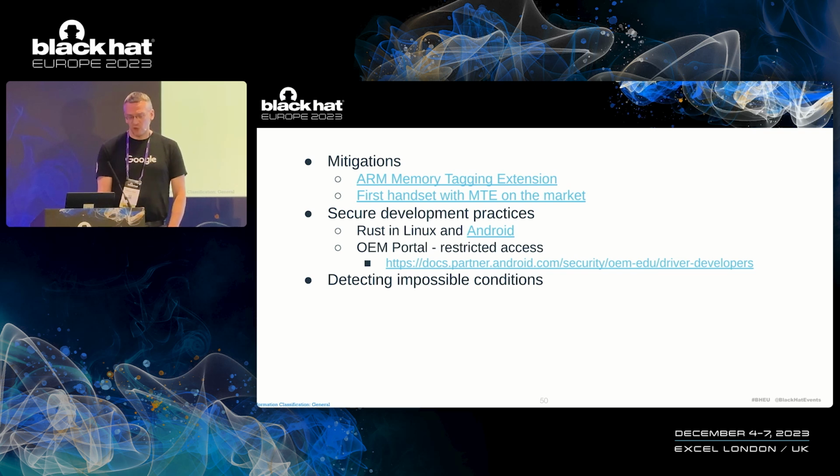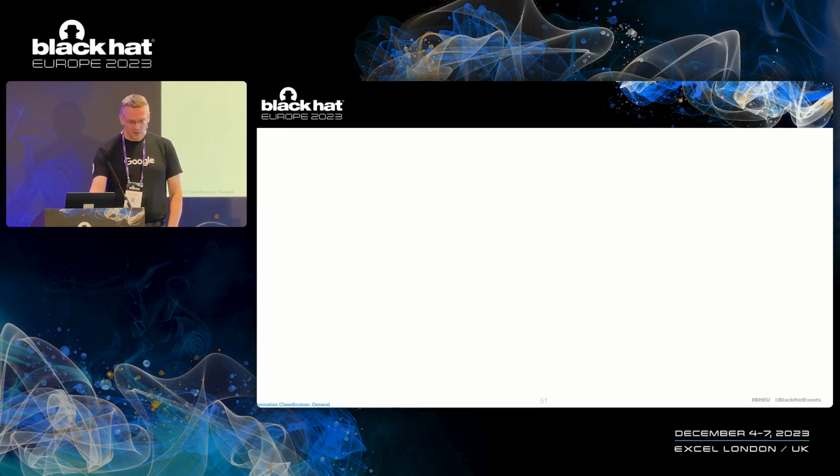If you're an OEM writing device drivers, there's some material on Google's OEM portal looking at vulnerable code patterns we've seen in drivers written in C. We're hoping to add more information to this over time, so please take a look. I did mention detecting impossible conditions. If you can see an impossible condition happening, what can you do with it?